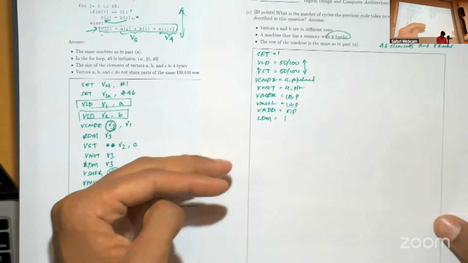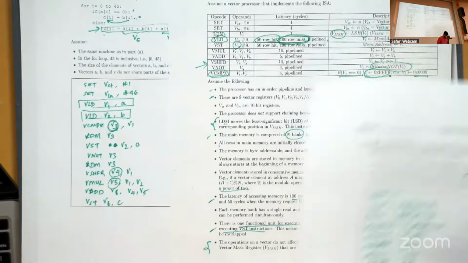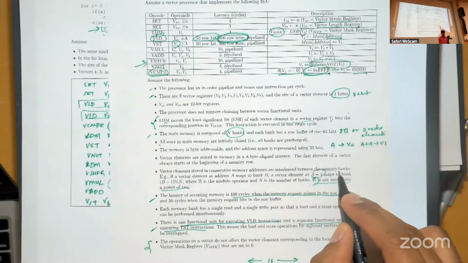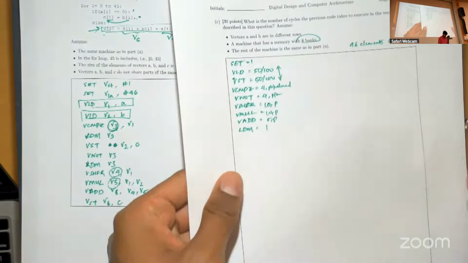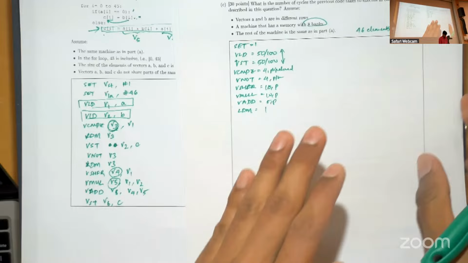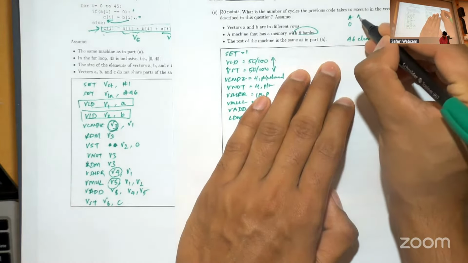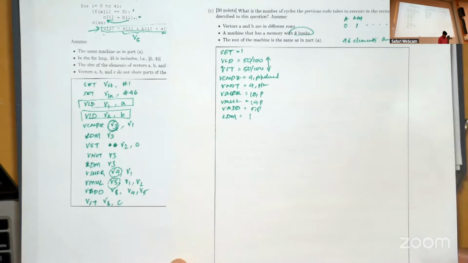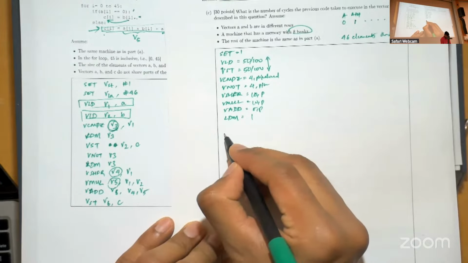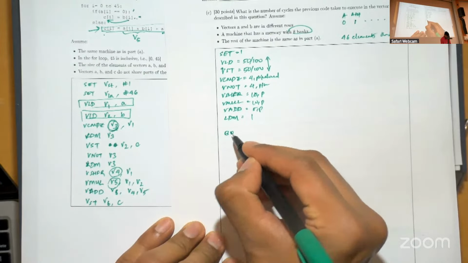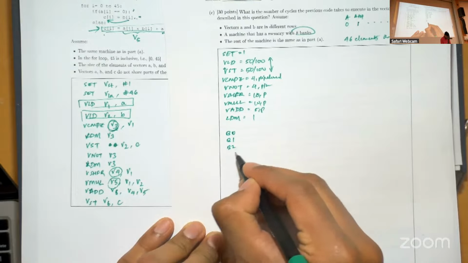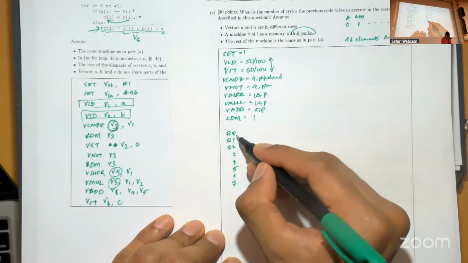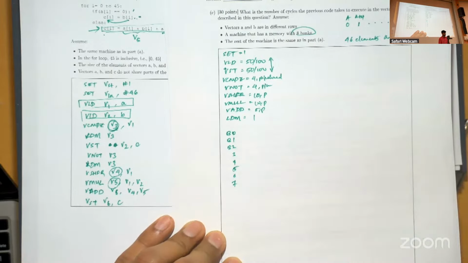And we also know from here that consecutive memory addresses are interleaved across different banks, which means that address A goes to bank 0, address A plus 4 would go to bank 1, and so on. Okay, and let's draw out what the scenario would look like at each of the banks. So we have these 7 banks.